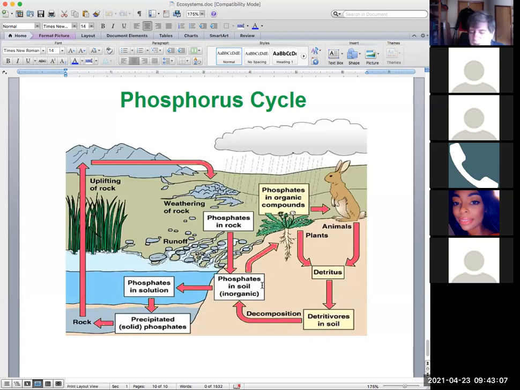Now, in living organisms, basically what we see is that phosphates can be absorbed by plants. When they're absorbed by plants, they're put into organic compounds like DNA, RNA, ATP, ADP. Animals get their phosphorus by eating plants.